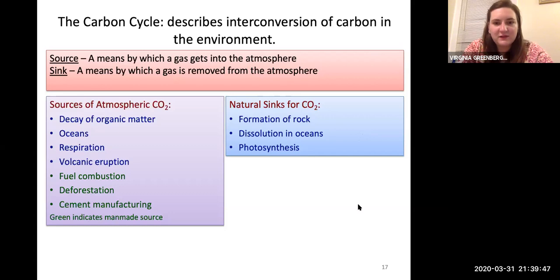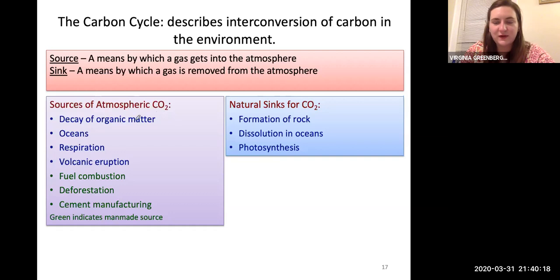When we talk about the carbon cycle, we're oftentimes discussing sources and sinks. A source is, as it sounds, the source of the gas that ends up in the atmosphere. And a sink is more like sinking in the ocean rather than a kitchen sink. It's the way by which a gas can be removed from the atmosphere.